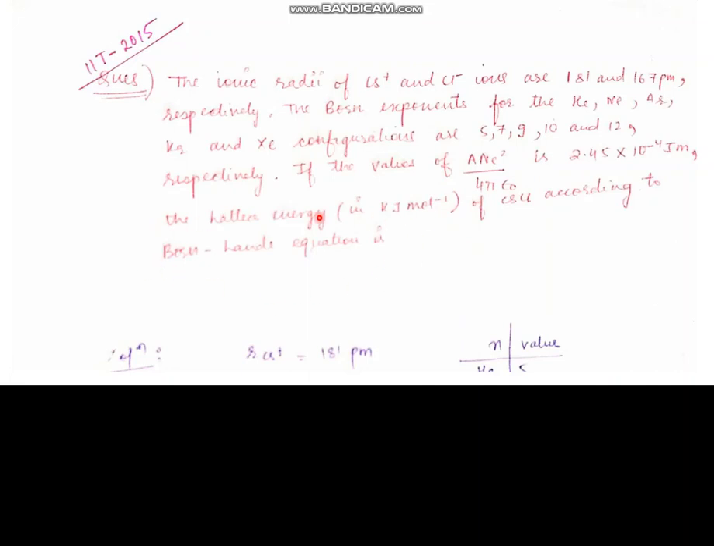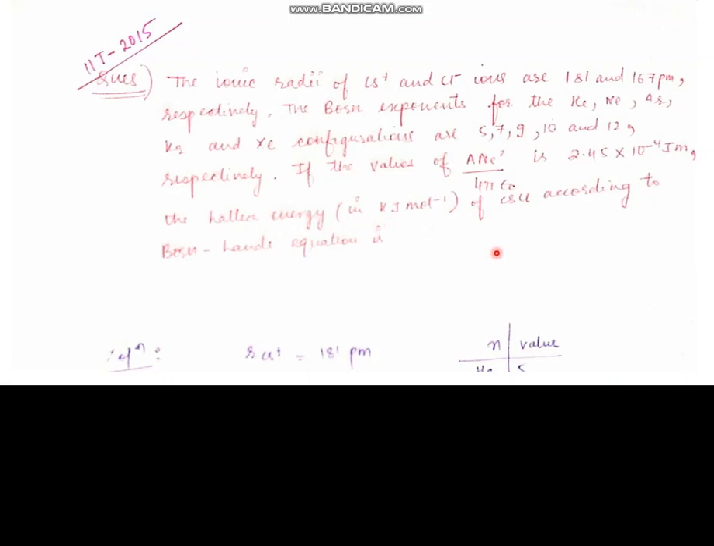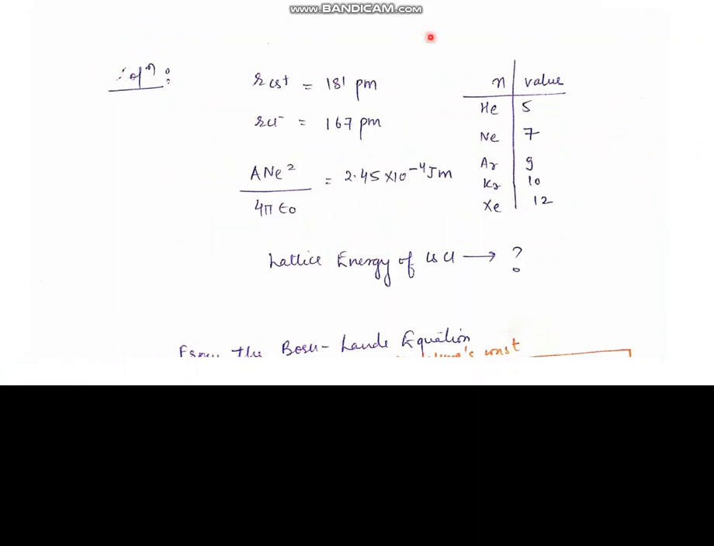So you have to find the lattice energy in kilojoules per mole using the Born-Landé equation. This is very important. You have to find the energy in kilojoules per mole, so never forget the units. So these are all the values given for the Born-Landé equation.